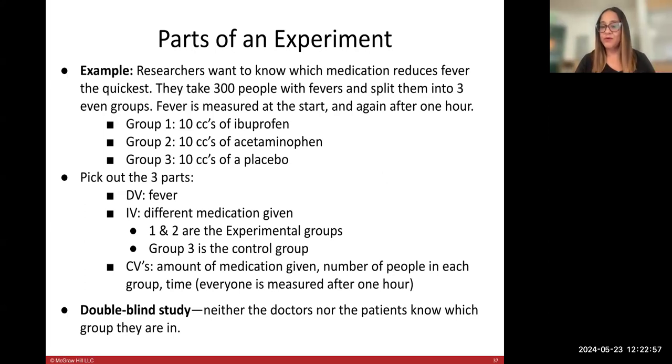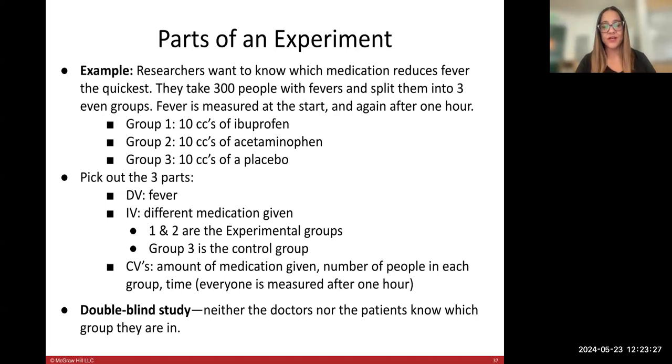Your independent variable would be the different medications given to the 3 groups. And that is the only thing you want to differ between the 3 groups. You want everything else to be controlled variables and stay the exact same. So the amount of medication given to each group is the same. The number of people in each group is the same. The time measuring before and after 1 hour is the same. The instruments can also be the same. You're using the exact same thermometer on every single person. There's a lot of things that need to be considered and remain the same.